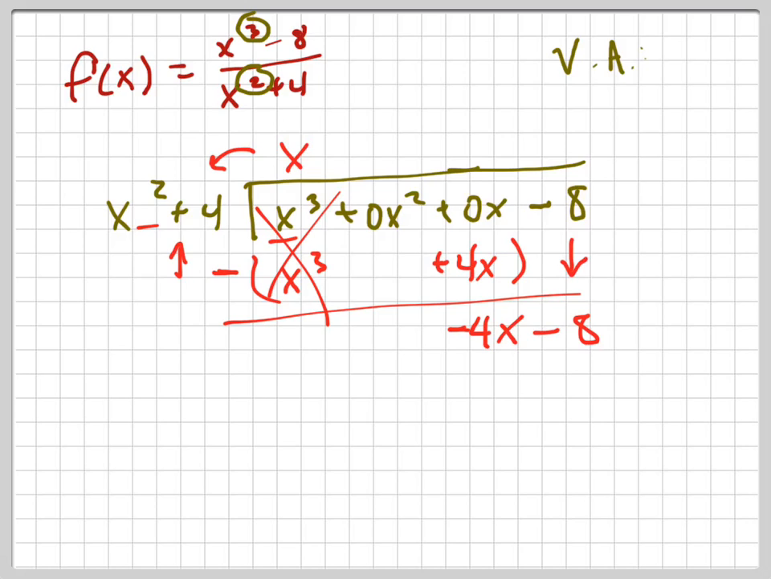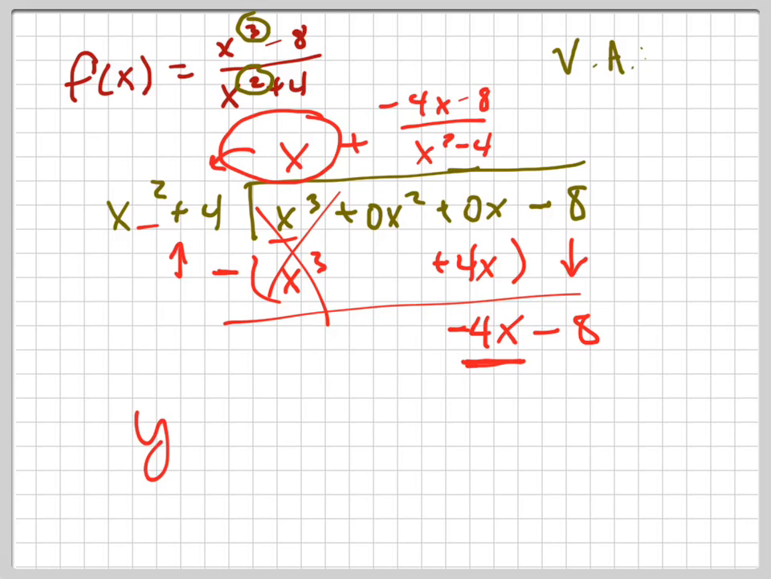How many times does x squared go into x? It doesn't. So for this particular problem, you're done, because your answer would be -4x minus 8 all over x squared minus 4. And so your slant asymptote is just going to be y equals x. Let's take a look at another example where it's a little bit trickier.